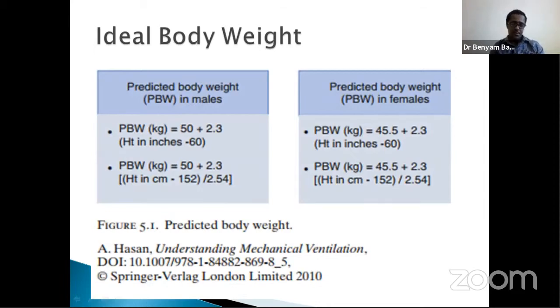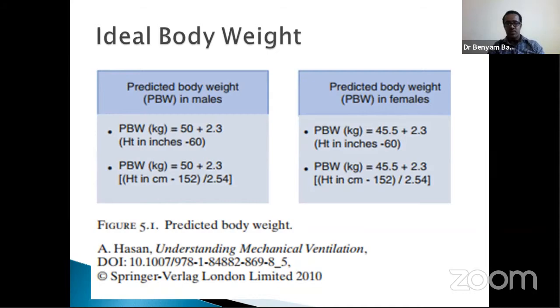If you're using the metric system, you can use 50 plus 2.3 times (height in centimeters minus 152) divided by 2.54 to give you the predicted body weight. We can estimate the body weight in males as well as in females, where it is 45.5 plus 2.3 times (height in centimeters minus 152) divided by 2.54. So this is ideal body weight.